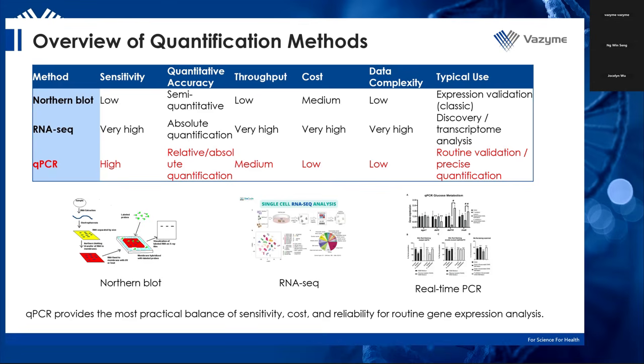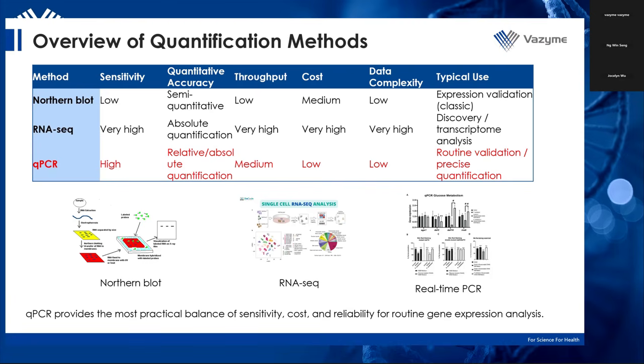There are 3 types of quantification. You have the semi-quantitative, which is northern blotting. This one is just visual inspection. You look at the position based on the ladder. Then you have RNA-seq, which is the absolute quantification. This one you have to do bioinformatics and look at all of the numbers, right?